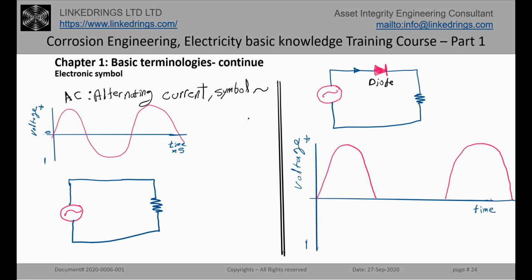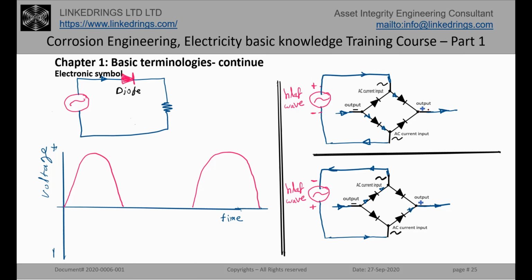What will happen if I add the diode here? When this side is positive, the current will go in this direction and continue the cycle. When it's reversed and becomes negative, the current cannot pass. So when it's positive, the current is passing, but when it's negative, there is no current. The current cannot go here, so it will go in this way. This is the output of the rectifier.